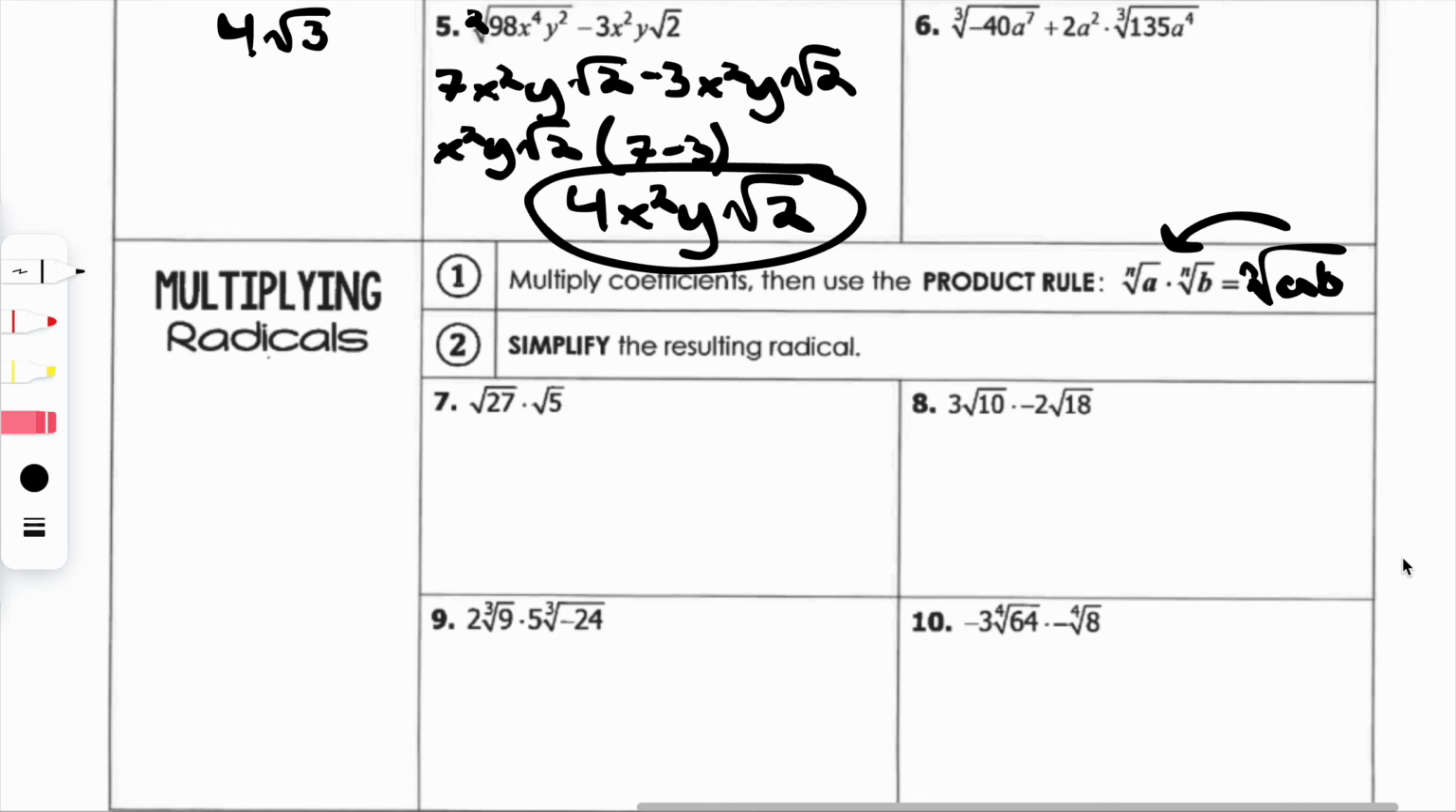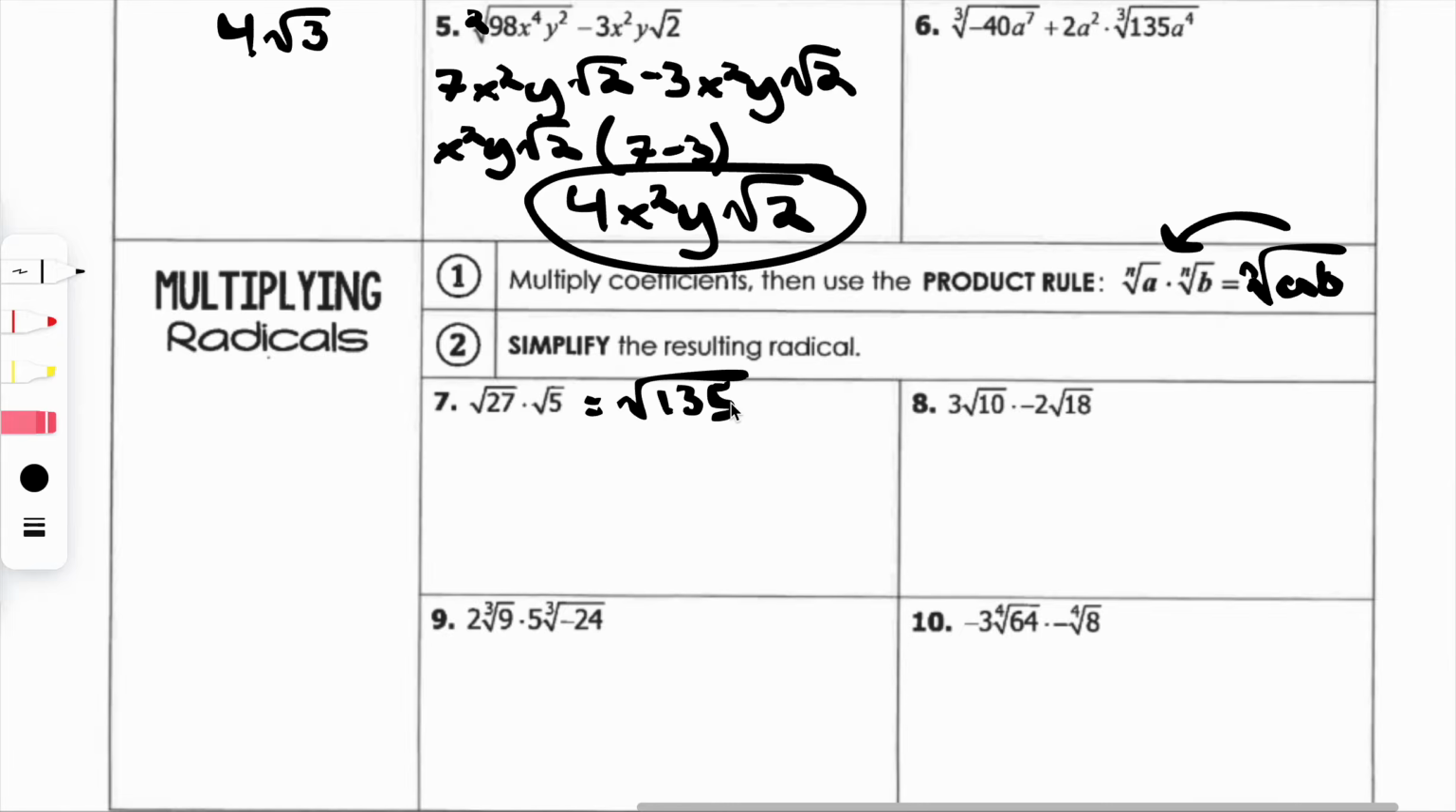So we want to multiply 27 and 5. So let's see. Let's get our calculator out. You would actually do this on paper, but I'm just going to use a calculator because it's faster. Okay, so 27 times 5 is 135. So this is going to be equal to root 135.